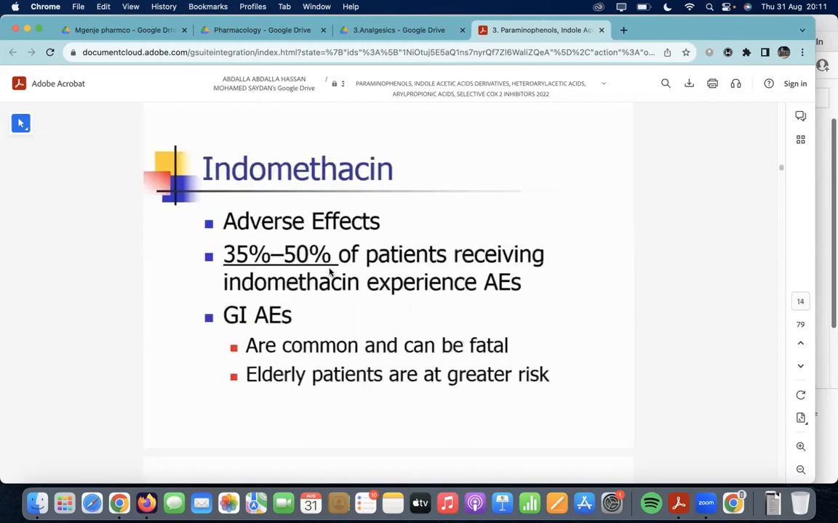Adverse effects: 35 to 50% of patients receiving indomethacin experience adverse effects. That's a really large number, because almost half of people taking indomethacin experience adverse effects. It's very important that we take into consideration that indomethacin has almost a 50% chance of causing adverse effects when administered. Some of the adverse effects in the GI are common and can be fatal. Elderly patients are at greater risk.